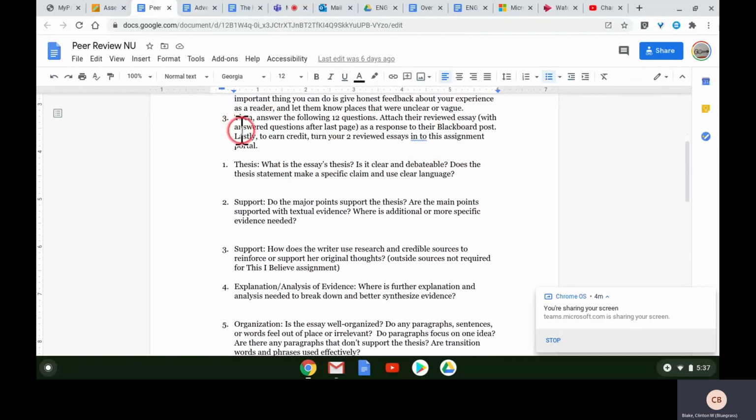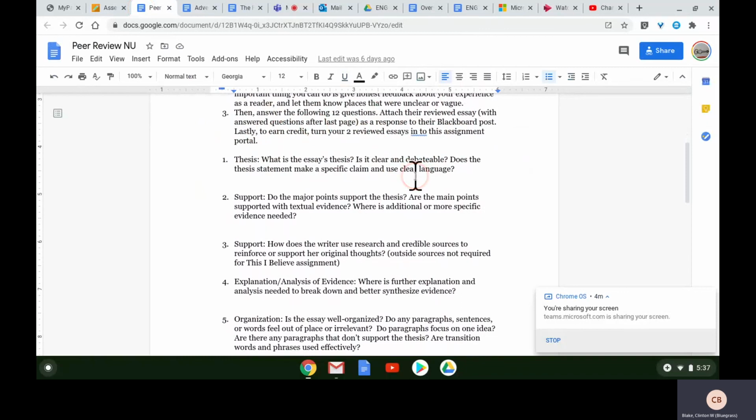And then don't forget, this last part's important. You want to make sure you get credit for all your hard work. So you want to turn in your 2 reviewed essays to this assignment portal right here. So there's two steps there. You want to get credit for it, so you need to make sure you turn it into me, and you want to help the writer, so you can make sure you get it to them.